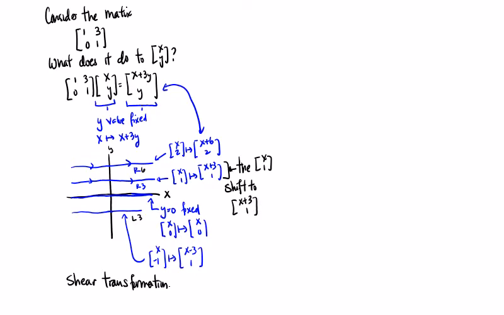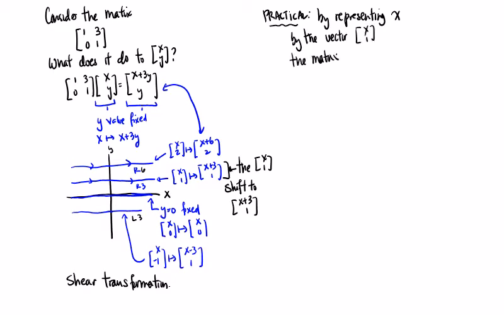So the practical upshot of this, before we go back to 2D, is that by representing x by the vector (x, 1), the matrix [1 a; 0 1] does the desired translation to (x plus a, 1).